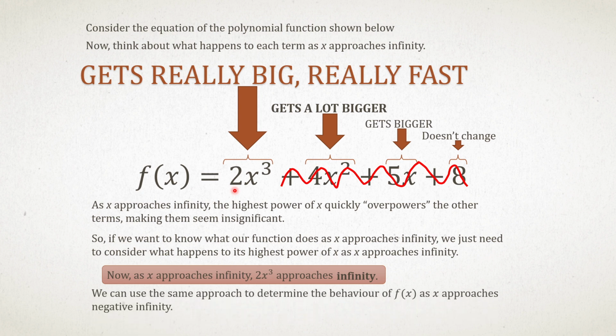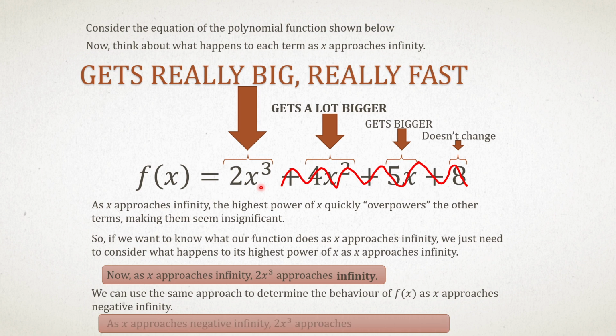We can use the same approach to determine what happens to our function as x approaches negative infinity. Just imagine substituting really large negative values in for x here. As those values become more and more negative, what happens to 2x cubed? Well, it also becomes more and more negative because you're cubing negative values, which gives you negative results, and multiplying by 2 doesn't change the fact that those results are negative. So as x becomes more and more negative, 2x cubed also gets more and more negative. So we could say as x approaches negative infinity, 2x cubed approaches negative infinity.